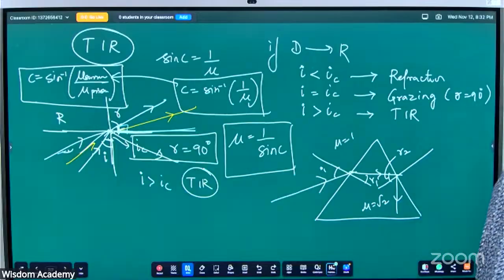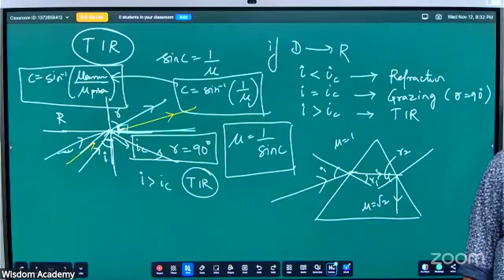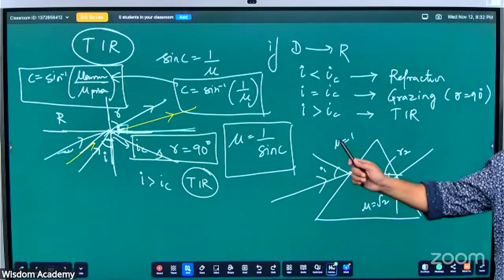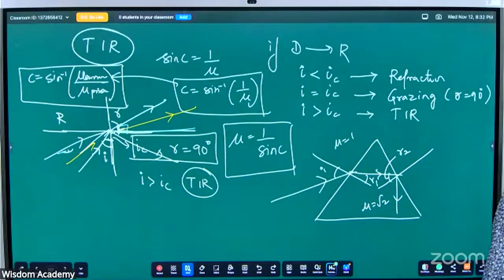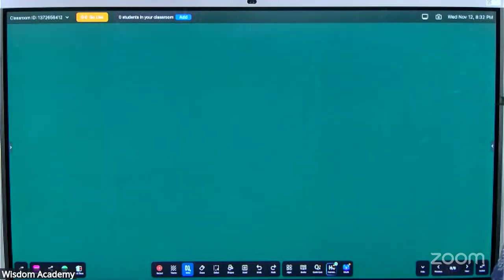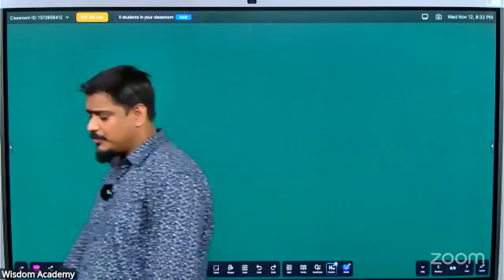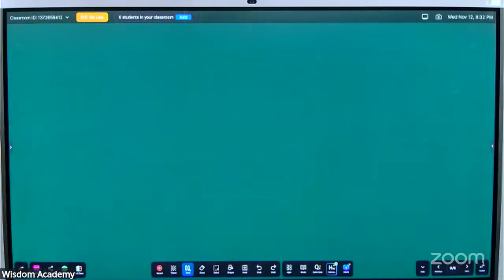Clear? This is about the total internal reflection. It's a very important concept. Questions come from here in the board examination. Can I proceed further? I hope you're understanding whatever I'm telling now. I'm trying to go as simple and as slow as possible. Okay. Next concept in this chapter is refraction through spherical surfaces.